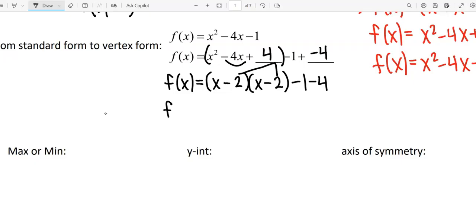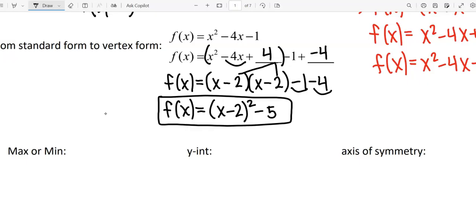And what is x minus 2 times itself? X minus 2 squared. What's negative 1 minus 4? Negative 5. That's vertex form.